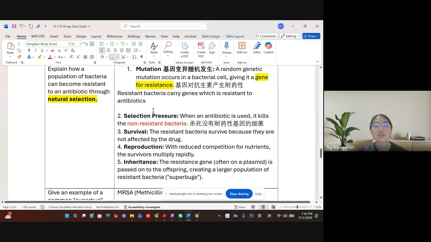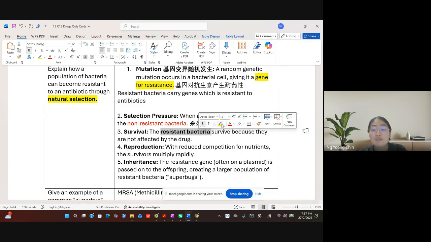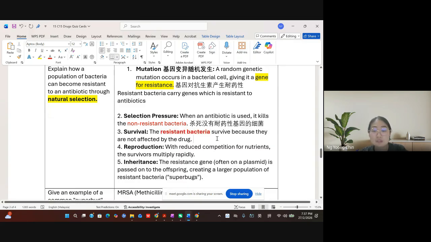Usually the non-resistant ones are killed very easily. The resistant bacteria survive because they are not affected by the drug. With reduced competition for nutrients, the survivors multiply rapidly. They undergo more asexual reproduction and produce a large amount of progeny, and those progeny also carry the resistant gene. So now you have a population of bacteria which is not sensitive to the antibiotic used the first time.